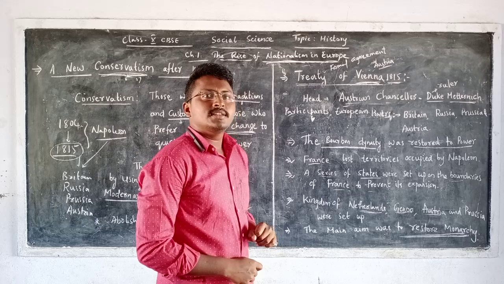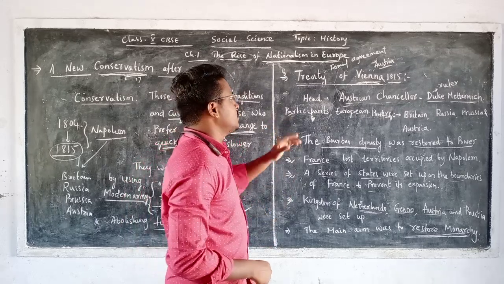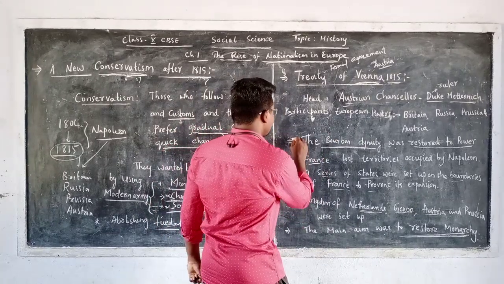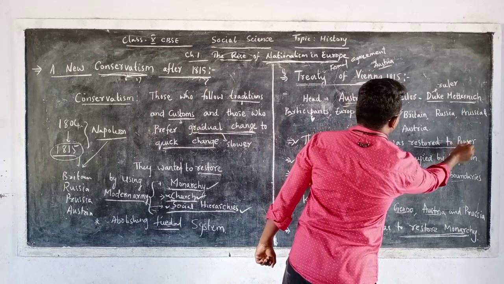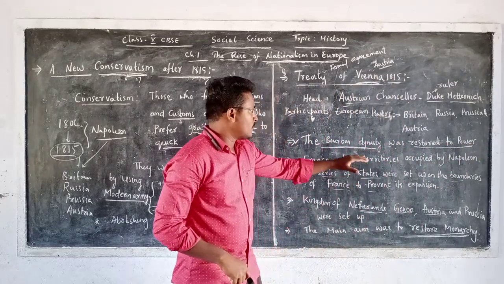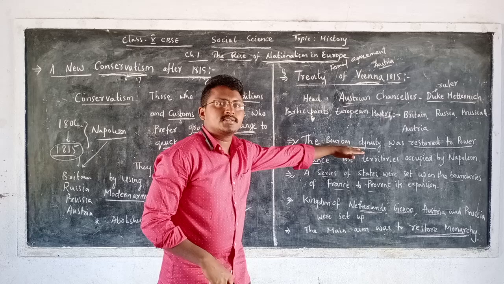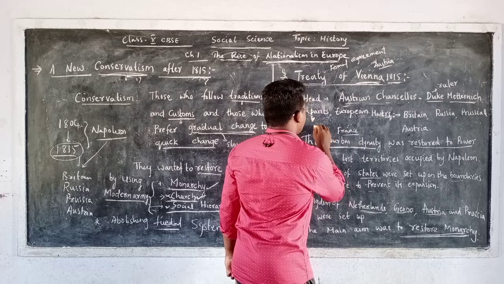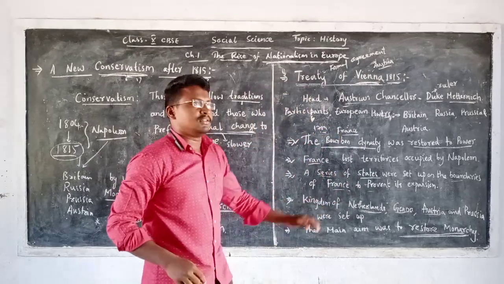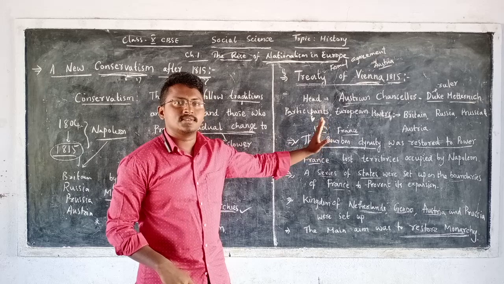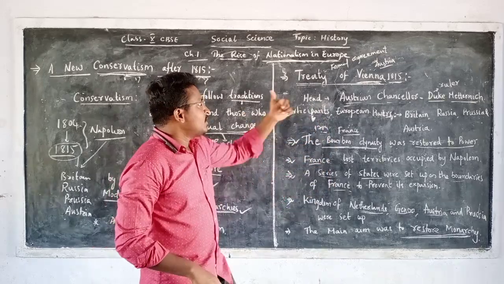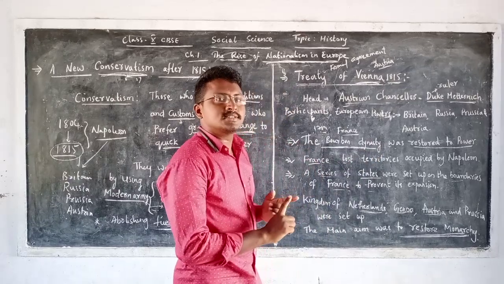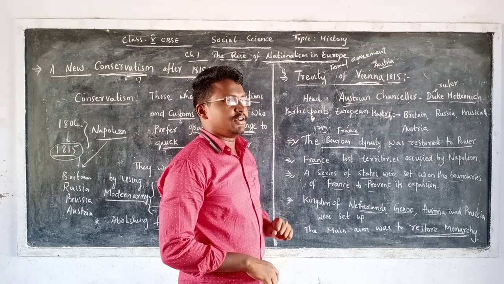Then after that, there were certain kinds of agreements which were made in this Treaty of Vienna. What were these agreements? First and foremost thing, the Bourbon dynasty was restored to power. That means, you all know to which country this Bourbon dynasty belongs. It belongs to France. But as I told, after 1789, after this French Revolution, this dynasty collapsed, or you can say it was destroyed. But again, after this 1815, they brought back this Bourbon dynasty. That is the first change which was made in this Treaty of Vienna.